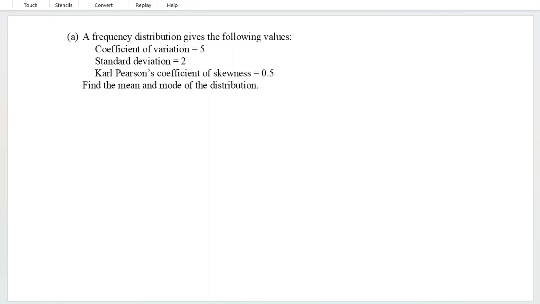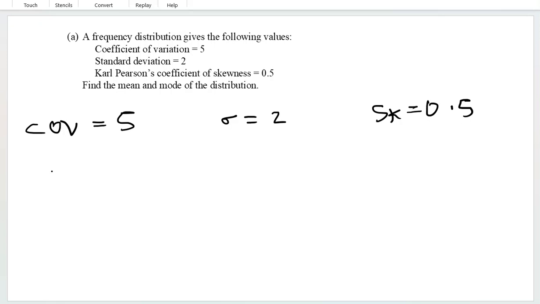A frequency distribution gives the following. Coefficient of variation, COV, is nothing but 5. Standard deviation is sigma, which is 2. Karl Pearson's coefficient of skewness is 0.5. We use the formula for COV. COV is SD upon mean into 100.